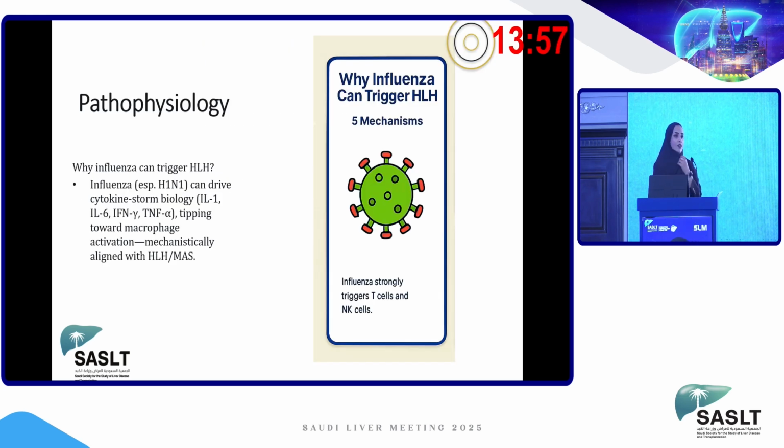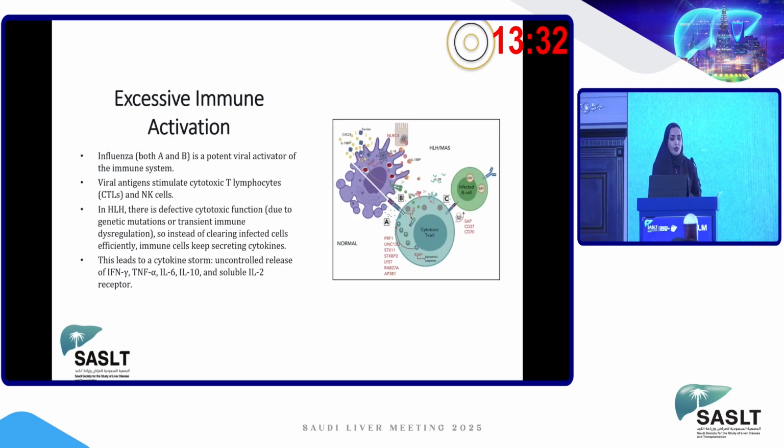So what is the pathophysiology behind this, and why can influenza trigger HLH? Actually, there are 5 explained mechanisms. Influenza usually drives a cytokine storm by secreting interleukin-1, 6, and interferon gamma with tumor necrosis factor, tipping toward macrophage activation, mechanistically aligned with HLH and macrophage activation syndrome. So the first explained pathophysiology is excessive immune activation.